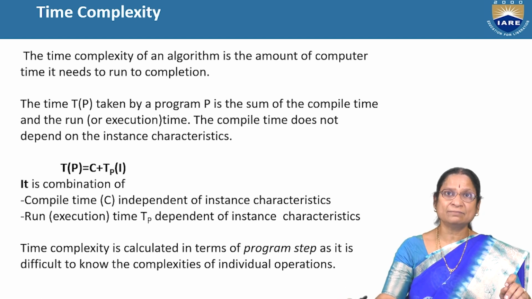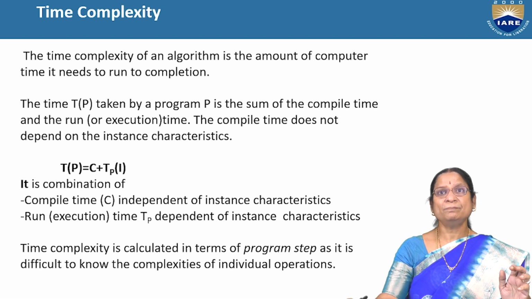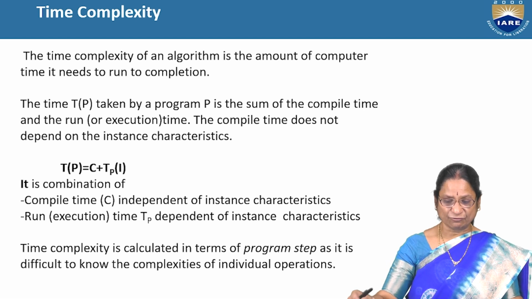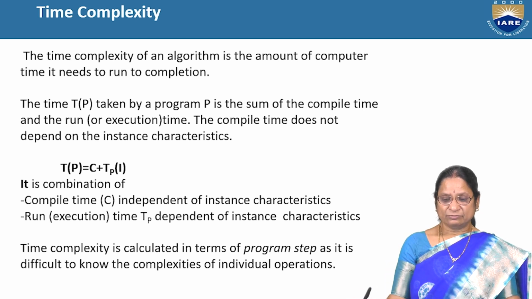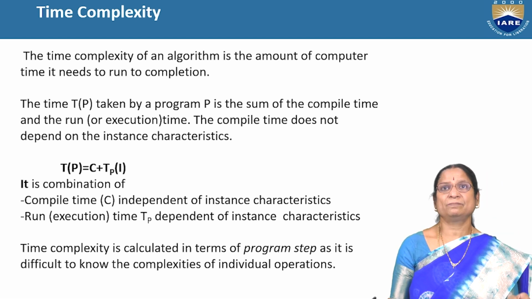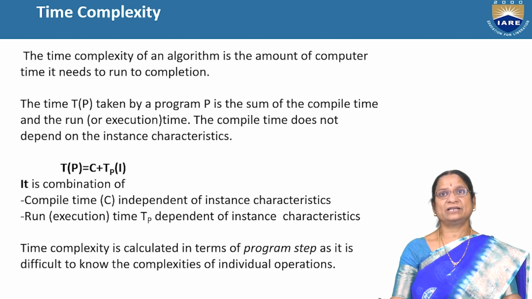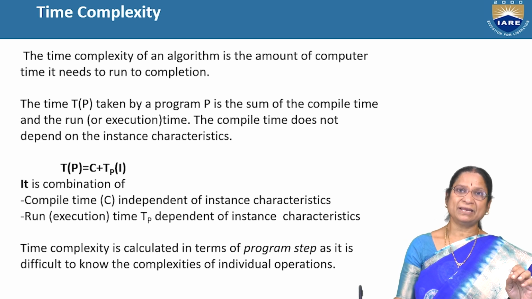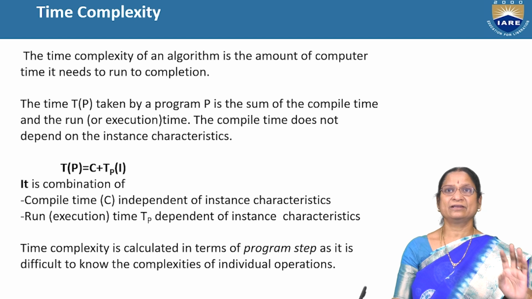Let P be an algorithm. The time taken to complete that particular algorithm, or to get the solution for it, is T of P. In general, if it is a program, compilation time and execution time will be considered. But it is not a program, it is an algorithm, no? So generally compilation time is fixed and execution time is going to be varying.